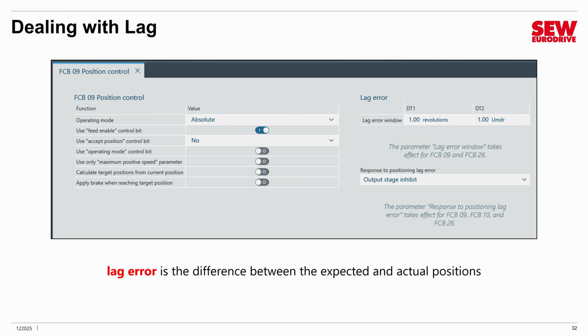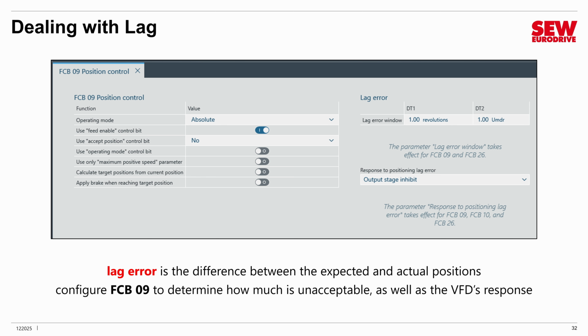So how big is too big? Well, you decide that. You set it right here in FCB 9, and you go up to the lag error window and you set the value right here. Now, by default, it's 1 revolution, so if there's more than 1 revolution difference, you're going to get a fault. If that is too little, you can increase the value, certainly. You could make it lower if necessary. This is application dependent. And then right down here, you tell the VFD what you want it to do when a lag error occurs. We get that set, and now at long last, we can move on to positioning.